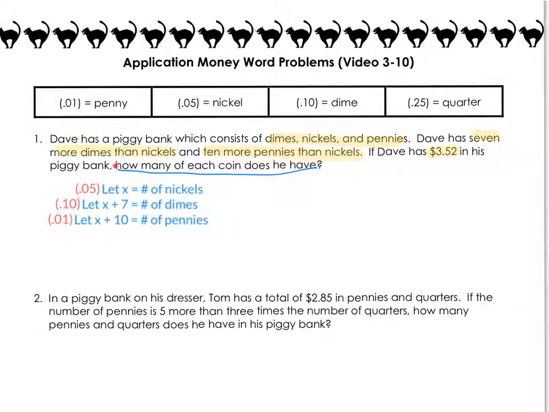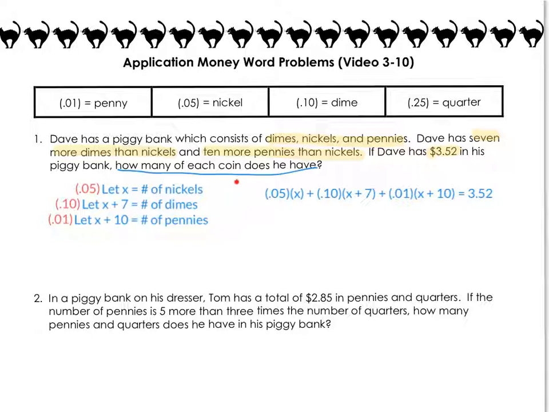When I add up the amounts of money, I have to multiply the value times the number of nickels, so 5 cents per nickel, so 0.05 times x. So over here, we have the 5 cents times x, the 10 cents times the x plus 7, the number of dimes, and the 0.01 times the number of pennies, which is x plus 10. That all will add up to my total amount of money, which is $3.52. So now I have an equation that I can solve.